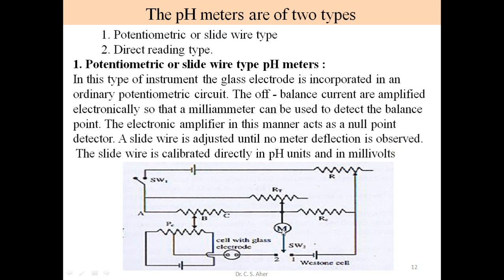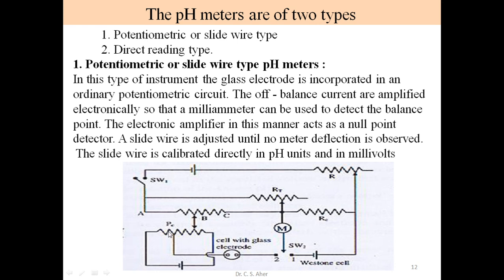This is the meter in which we get the deflection. Initially we get the null point, zero deflection, and then after dipping the glass electrode we get a deflection, that is, we measure the EMF. The slide wire is adjusted until no meter deflection is observed. This meter shows zero deflection. The slide wire is calibrated directly in pH units and in millivolts. In this case we have the cell with the glass electrode, which is connected with a resistance. The ABC line is there, and there is also a resistance connected to this RC.